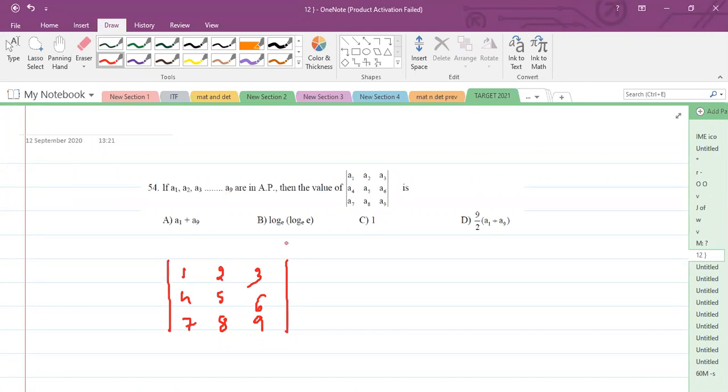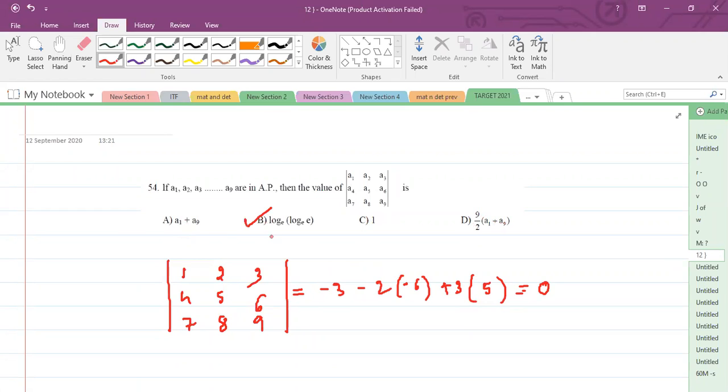So I will consider this determinant. Then A1, A2, and so on up to A9 are in AP, so it is 45 minus 48, minus 3, minus 2 into 36 minus 42, minus 6, plus 3 into 5. Okay, so this is equal to minus 15 plus 15, 0. But A1 plus A9 will give you 10, not 1. And 9 by 2 into A1 plus A9 will also not give you the answer. So option B will be the answer.